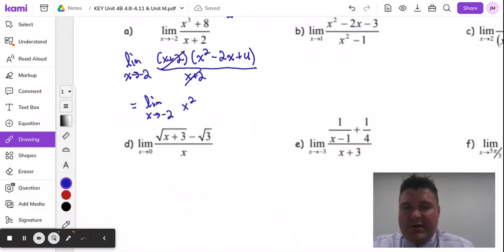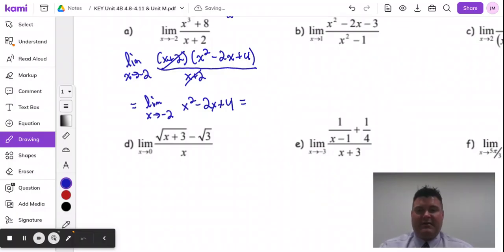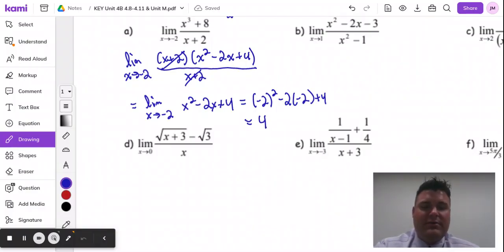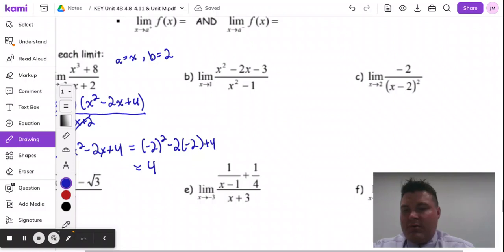Of just x squared minus 2x plus 4. And now we're not in the form of 0 over 0, so we can just plug in if we want. So we're going to get negative 2 squared minus 2 times negative 2 plus 4. And that gives us an answer of, I got 4 as an answer. Did you? Okay, cool. We match up. Great.